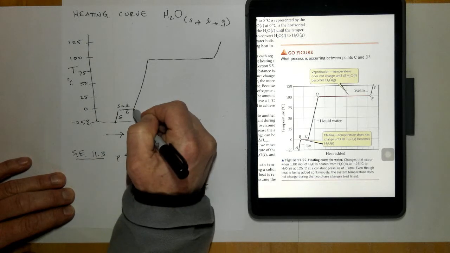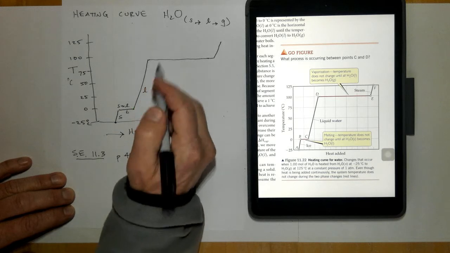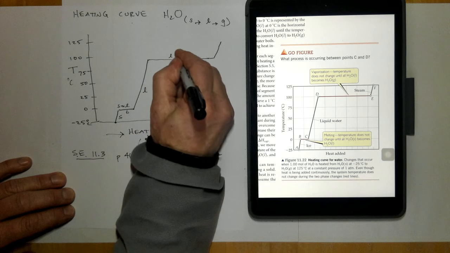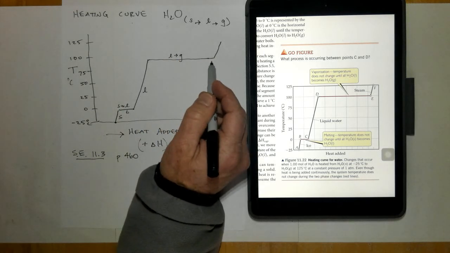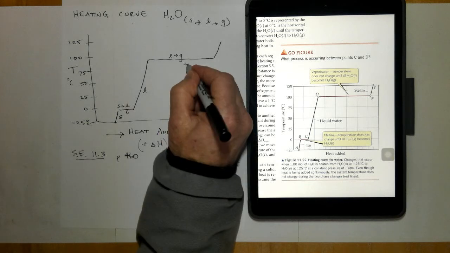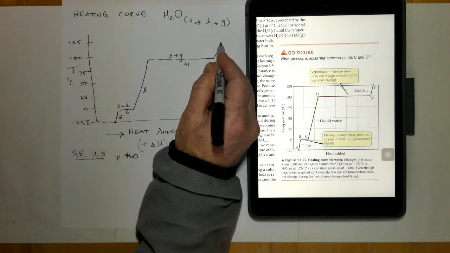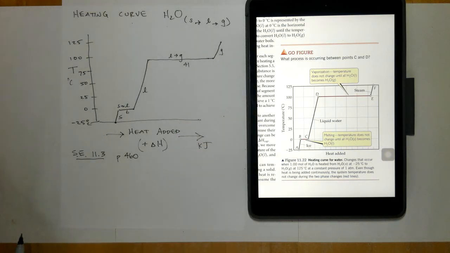And then from here to here, we're in the liquid phase and heating it up from 0 up to 100. And at 100, we go from liquid to gaseous phase. We boil it right there, or vaporize it, I should say. And remember, that's about 41 or so kilojoules per mole. And then we heat it from there even higher, from 100 to 125. And so this is in the gaseous phase right here.